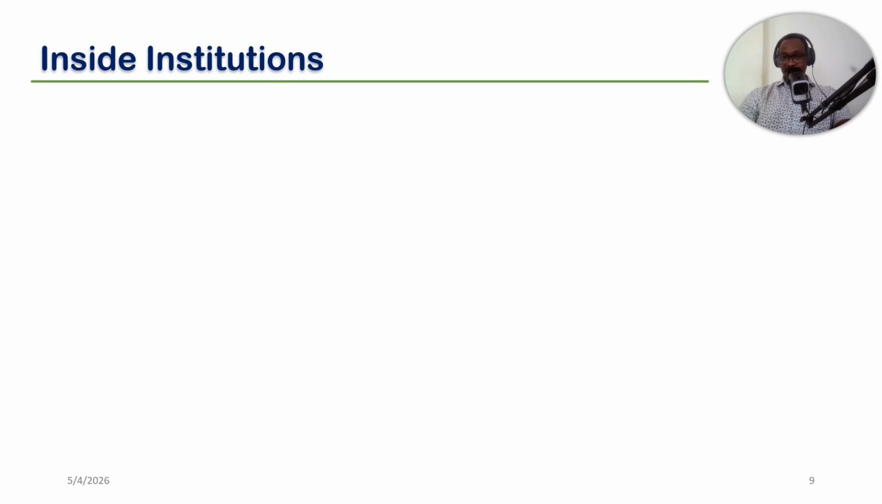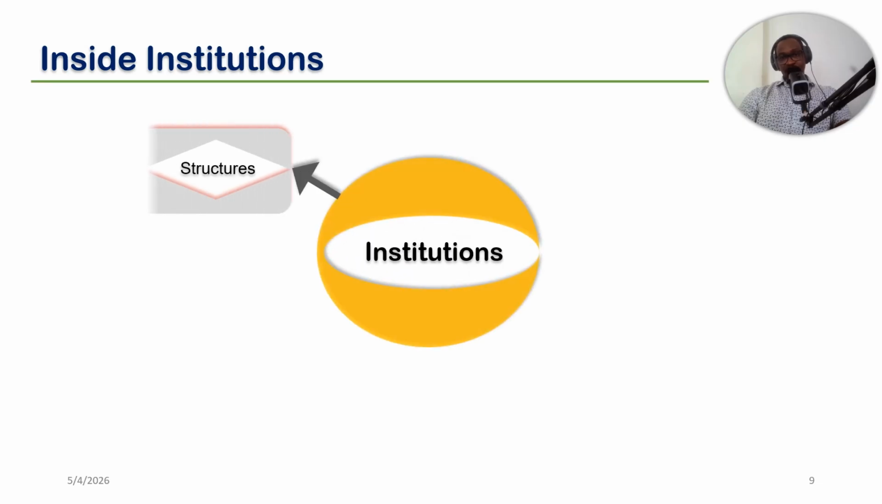The other issue now, we want to look at what happens inside institutions. Here, we're looking at rules and practices that structure interactions. And to start with, we'll look at structures. Institutions need to have clear structures on who is responsible for what.